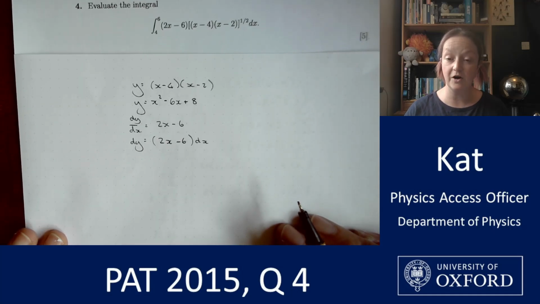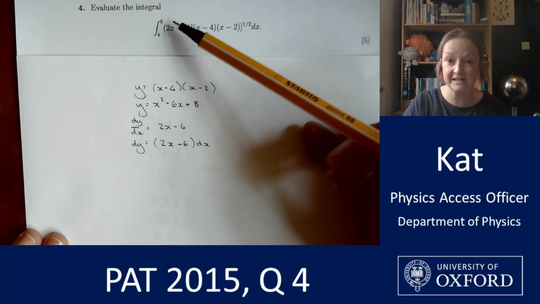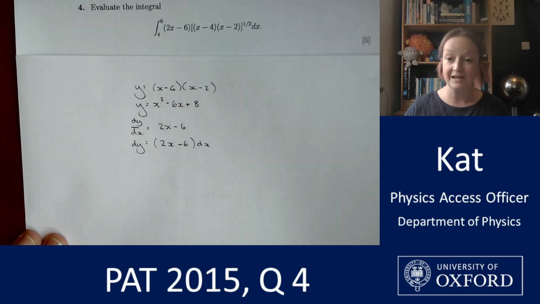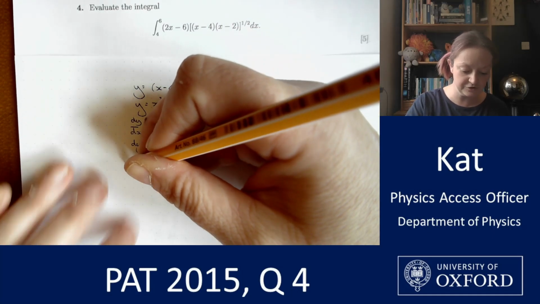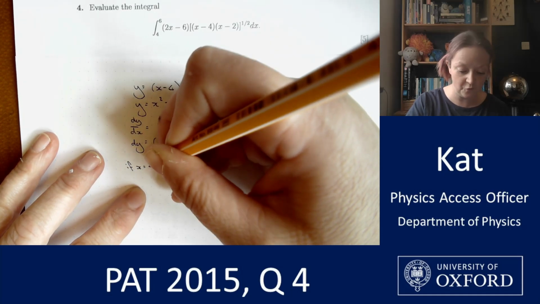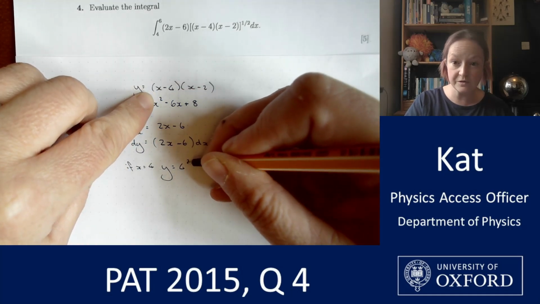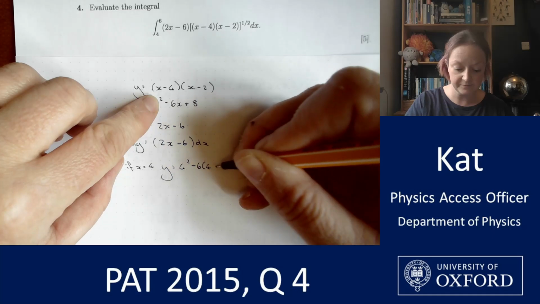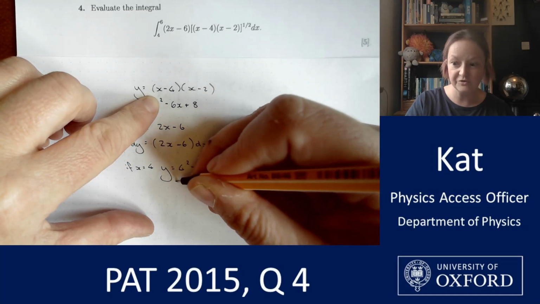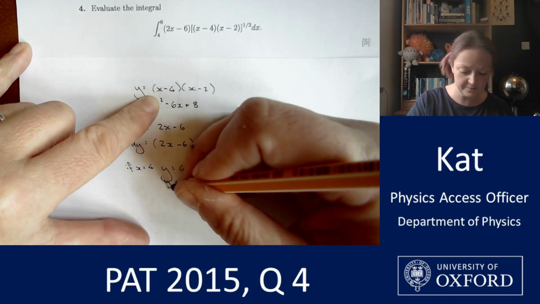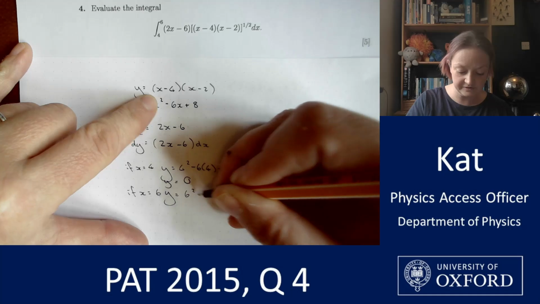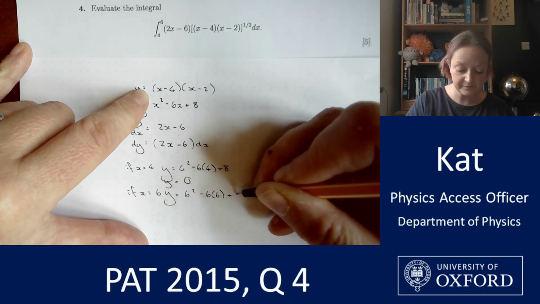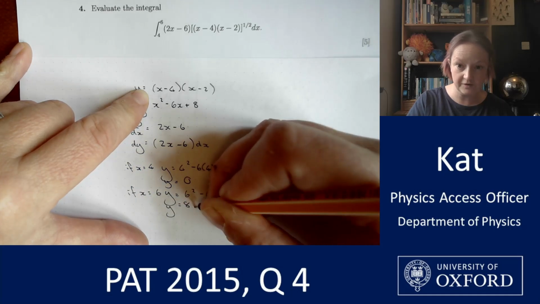That just leaves me with our limits. At the moment, my limits are 4 and 6, and they are in terms of x. I'd like to put those in terms of y, because I'm going to evaluate my integral with respect to y using change of variable. That's lovely and simple to do. If x is equal to 4, y would equal 4 squared minus 6 times 4 plus 8, which would come out in the end as y is equal to 0. And I'll do my upper limit as well. If x is equal to 6, y is equal to 6 squared minus 6 times 6 plus 8, giving me an upper limit of 8.